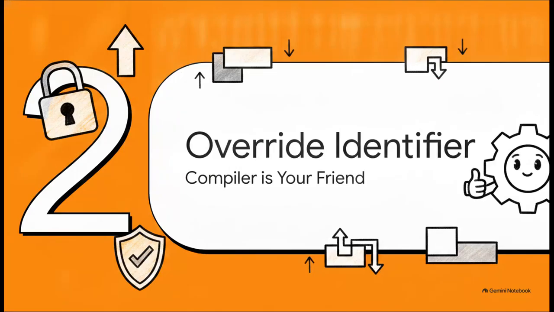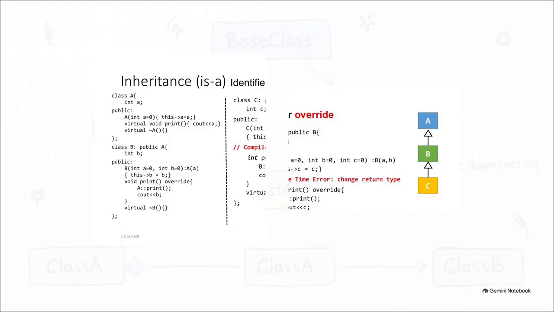Moving right along, Section 2, using the override identifier, or as I like to call it, making the compiler your best friend. Picture a classic A to B to C hierarchy. We've got base class A, B inherits from A, and C inherits from B. Now check out what's happening in class B's code. We have this virtual print function, but we slap the word override right at the very end of the function header. Doing this explicitly states our intent.